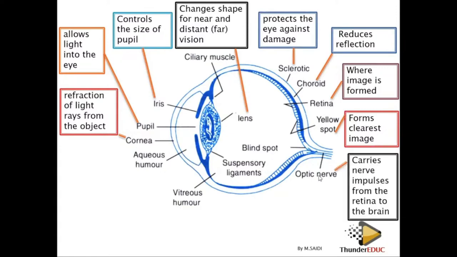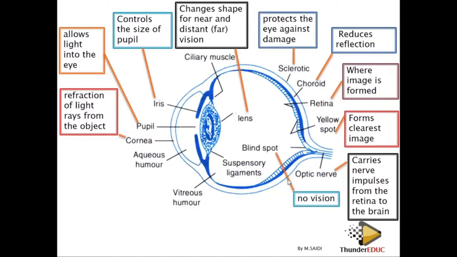Then you have what you call the optic nerve. This one carries impulses from the retina to the brain. When we talk about an impulse, we are talking about an electrical message. So when light falls on the retina, it must change this light into an electrical message. That electrical message is carried to the brain in the form of impulses. So the optic nerve carries this impulse to the brain. Whenever you talk about optics, it means that you are talking about light.